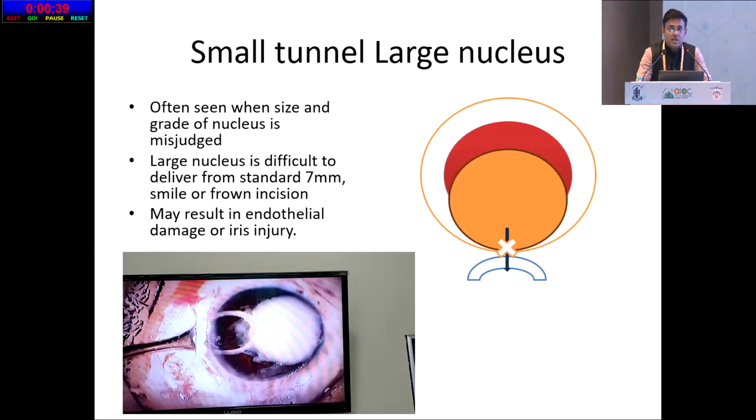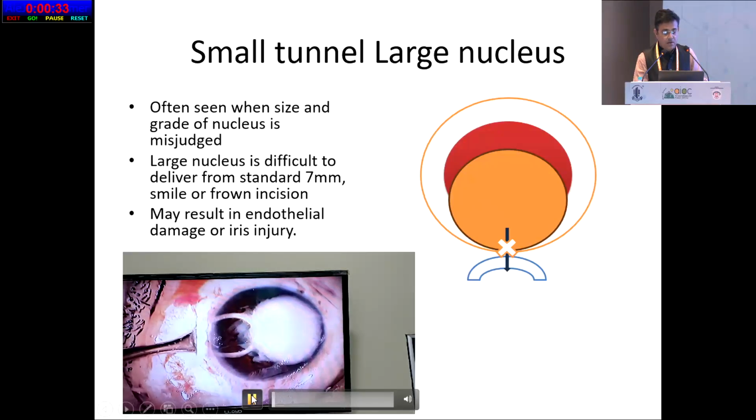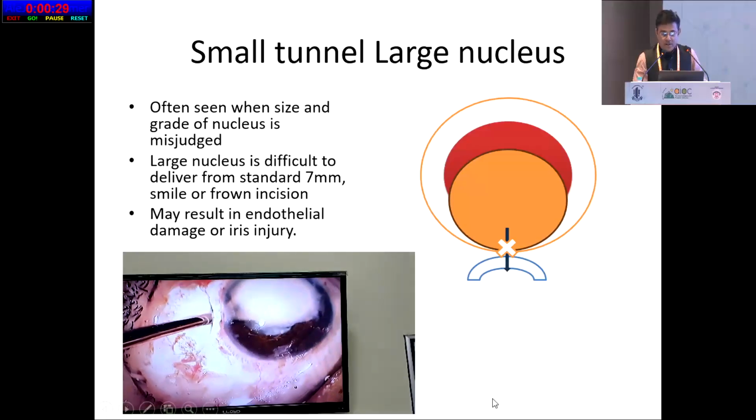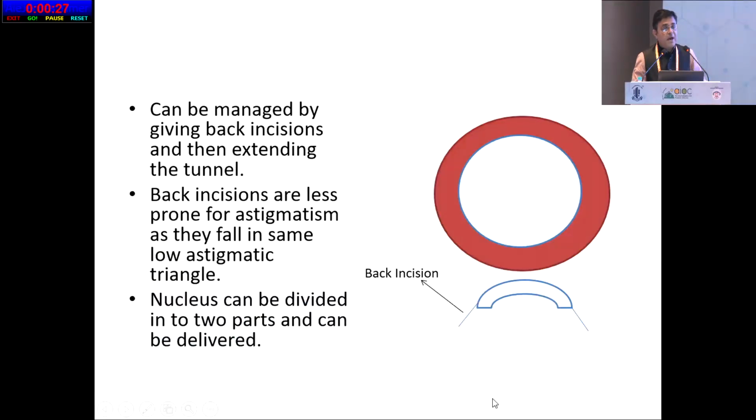Then small tunnel, large nucleus, again a difficult situation. As you can see in this video, the surgeon is trying to pull the nucleus out, but it is stuck in the tunnel. In this situation you can give relaxing incisions, or you can divide the nucleus into two parts and remove the nucleus one by one.